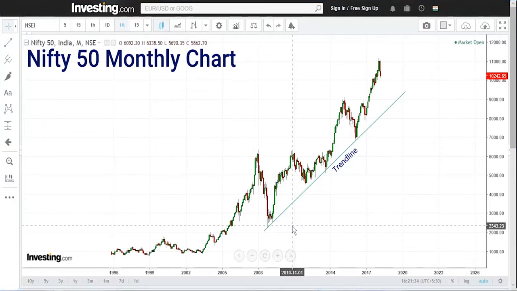Now we will look at a few of the examples in the investing.com charts, and we will find how what we have discussed is actually implemented in the market. Here we are looking at the Nifty 50 chart. This is the monthly chart.